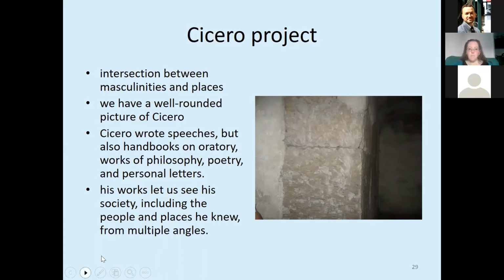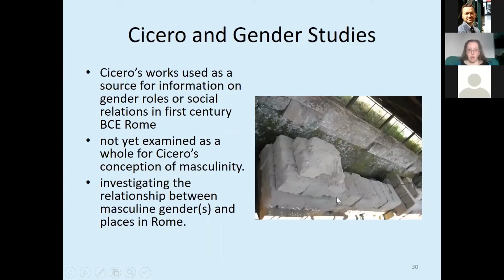So this slide includes a picture that is part of the structure of the Basilica Aemilia, a Roman basilica, which is like a largish public building that was on the side of the Roman Forum. And this particular piece of it, these stones we can see here, might be from the version of it that existed in Cicero's time. They're low enough that they might be.